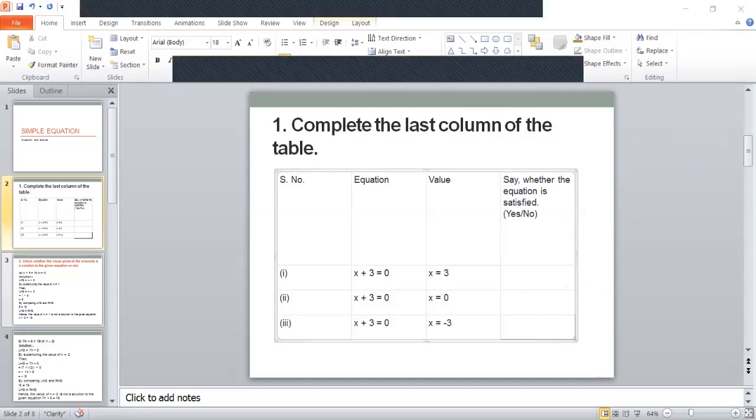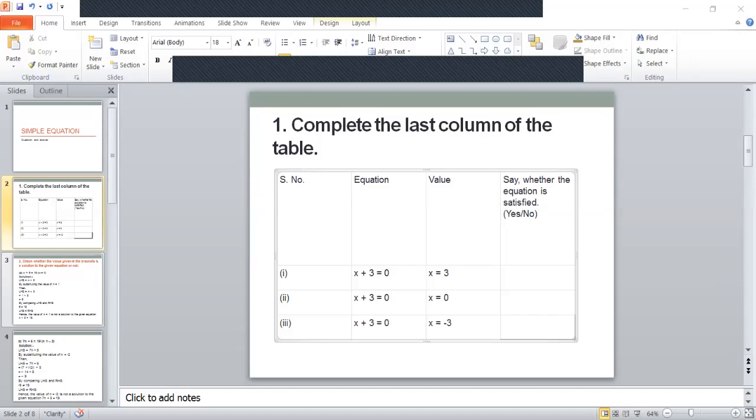Then for the second question, x plus 3 is equal to 0. That means the value of x is given as 0. If we put the value of x in the equation, its answer should be 0. The LHS and RHS should be equal. Yes or no? In an equation, LHS and RHS are always equal.